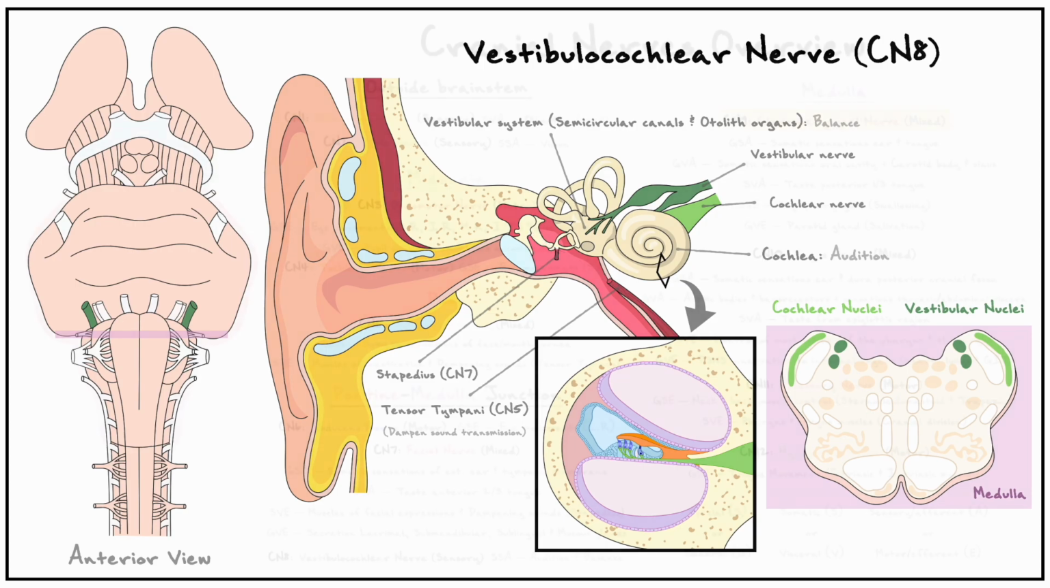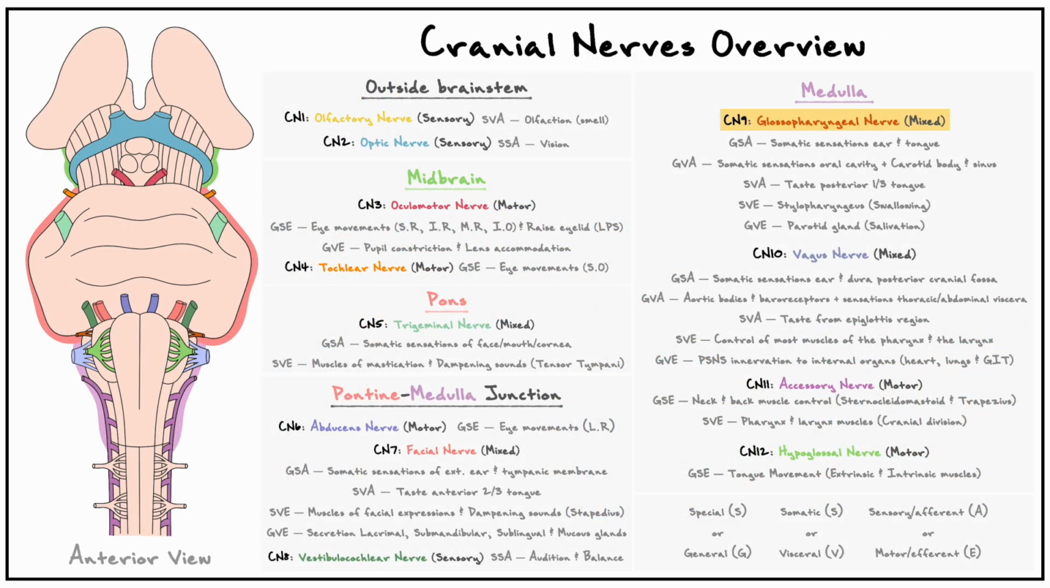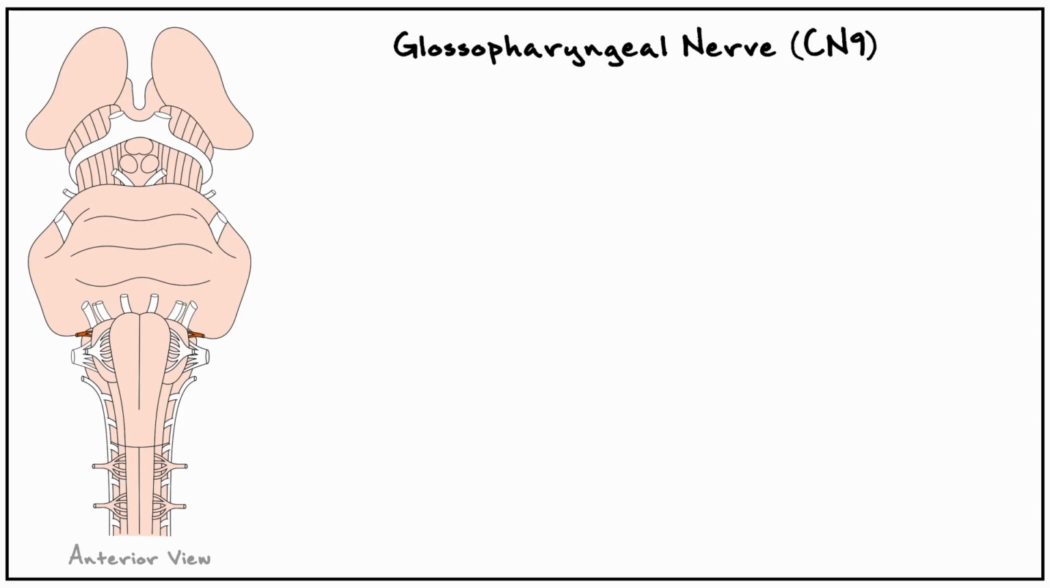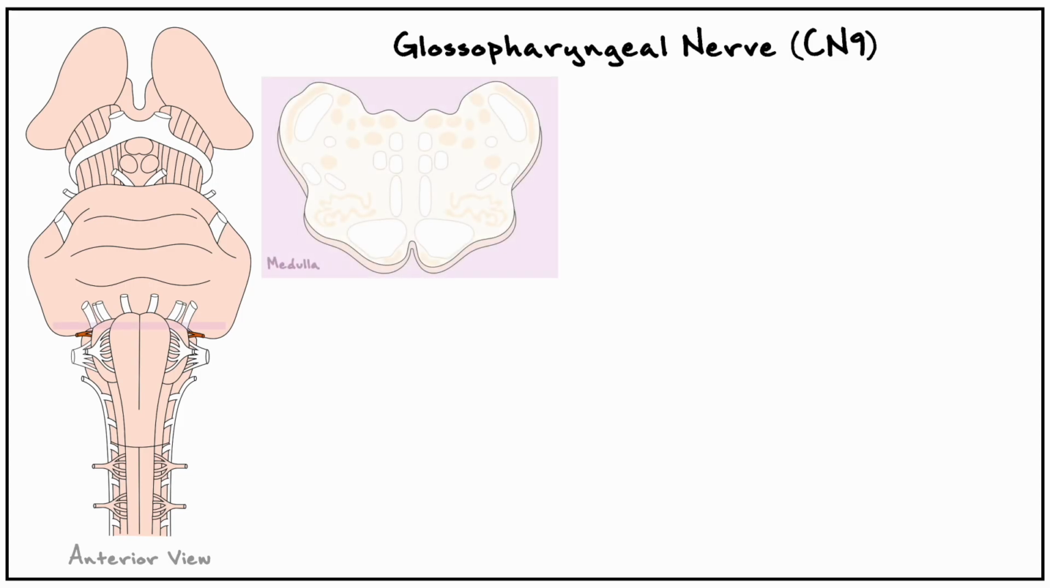Alright, now the next cranial nerve we will go over is the glossopharyngeal nerve, which, as you can see, has many different fibers that mediate a bunch of different roles in the body. Accordingly, the glossopharyngeal nerve is supplied by many nuclei in the brainstem. Fortunately for us, we can all find them at roughly the same cross-section in the rostral medulla.